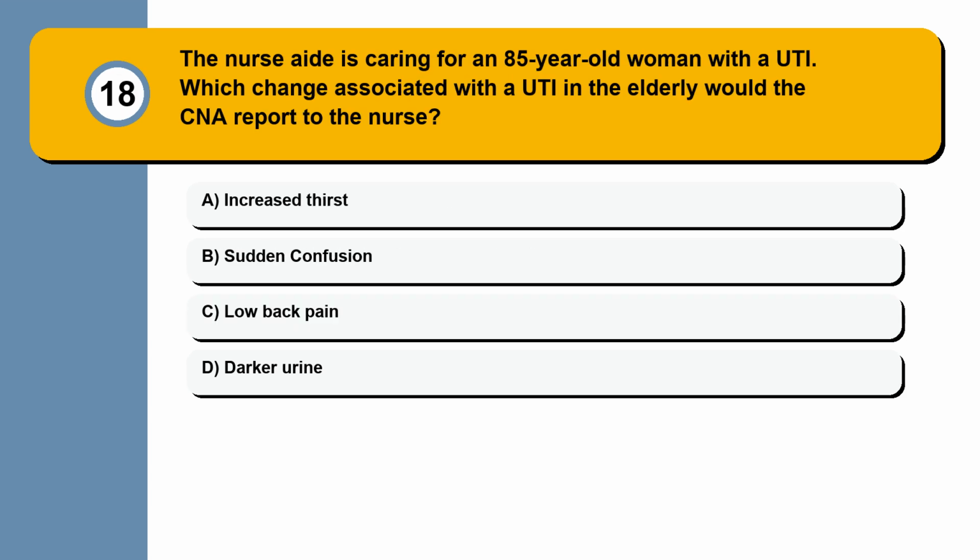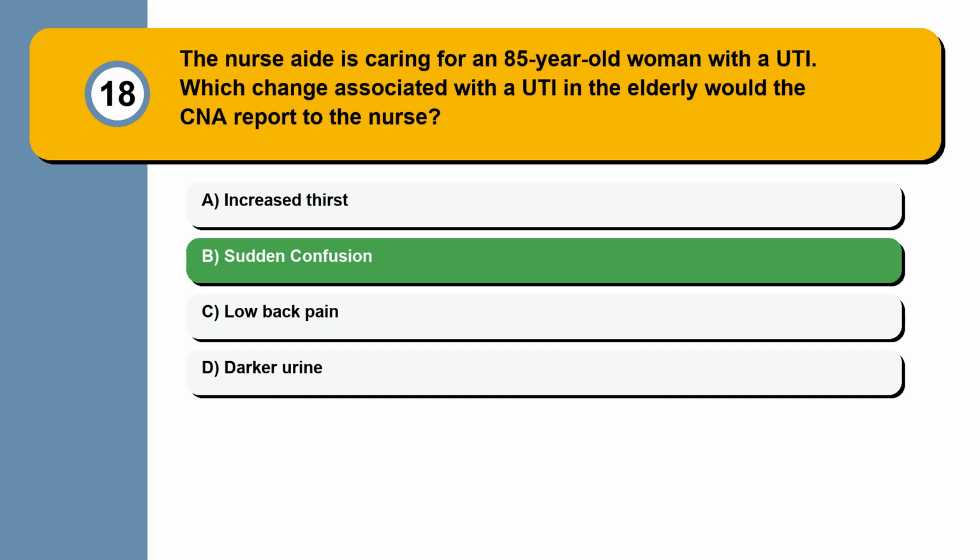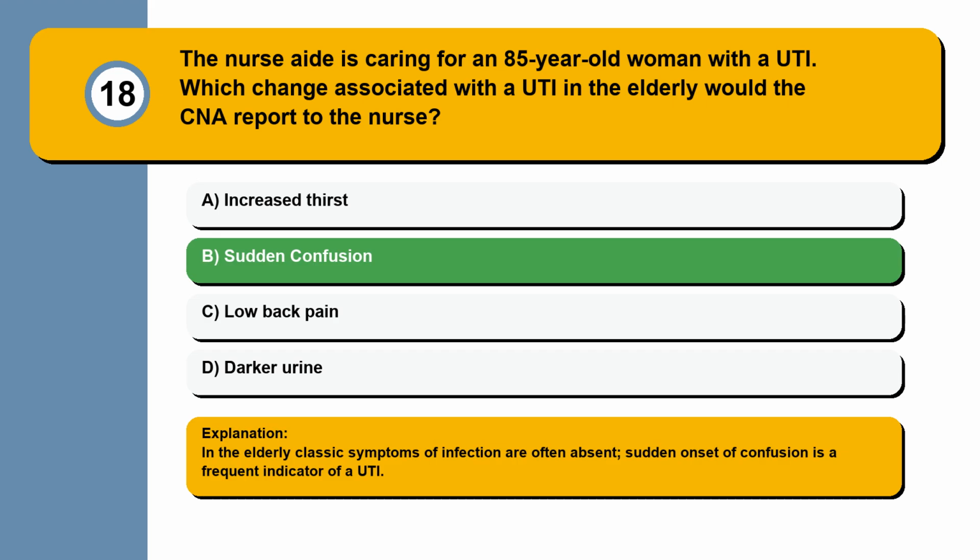Question 18. The nurse aide is caring for an 85-year-old woman with a UTI. Which change associated with a UTI in the elderly would the CNA report to the nurse? Increased thirst, sudden confusion, low back pain, darker urine. In the elderly, classic symptoms of infection are often absent. Sudden onset of confusion is a frequent indicator of a UTI.